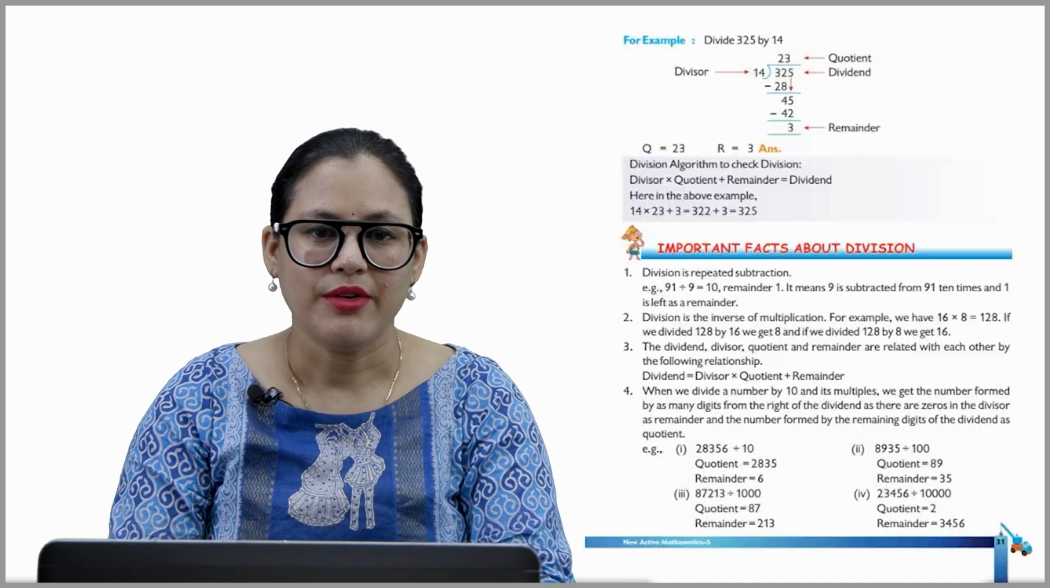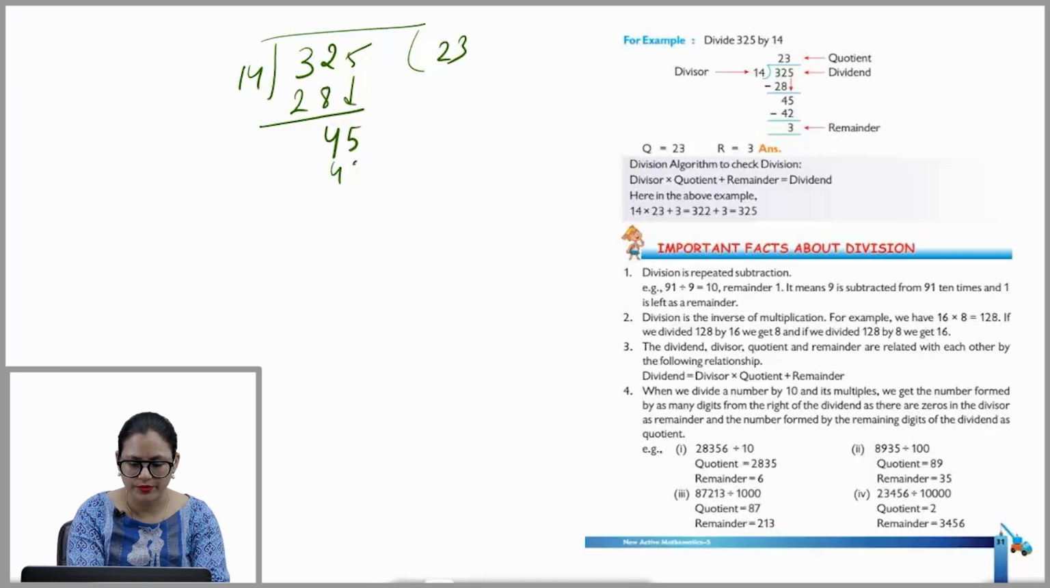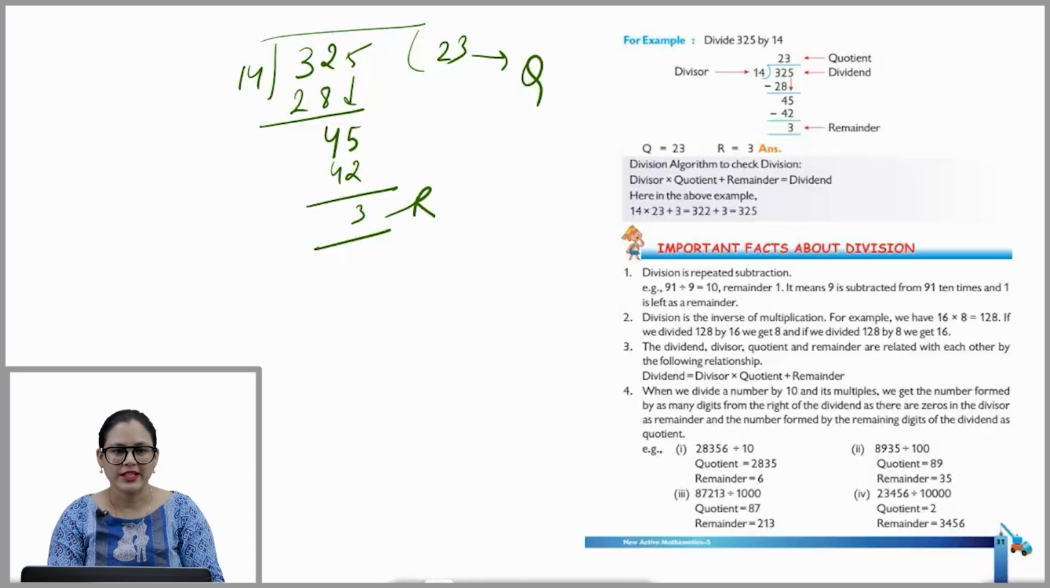For example, we are dividing this number 325 by 14, okay. 14 2s are 28, 4, and then we'll bring down 5. 14 3s are 42, okay. So, this is the quotient and this is a remainder, right?